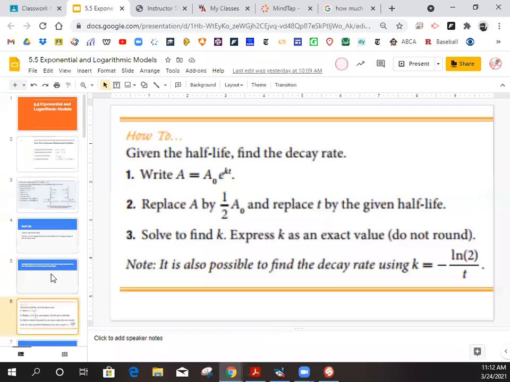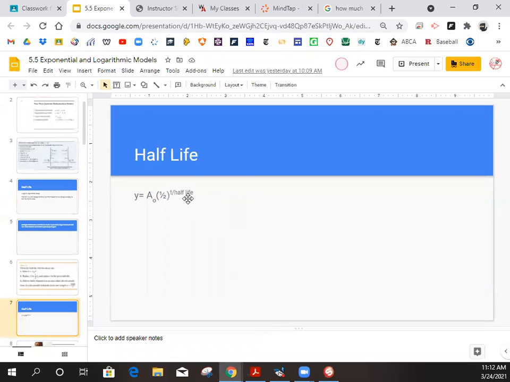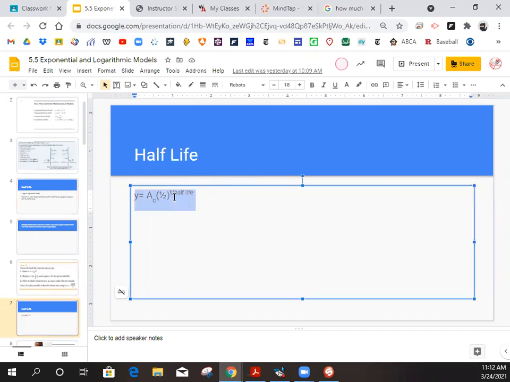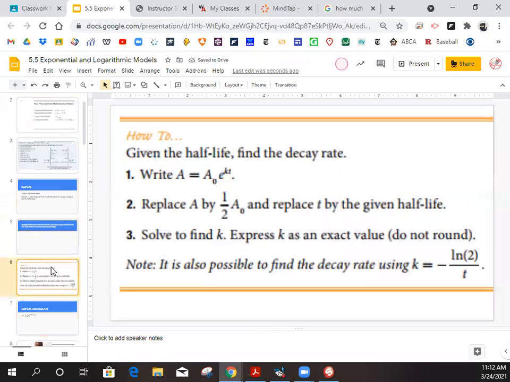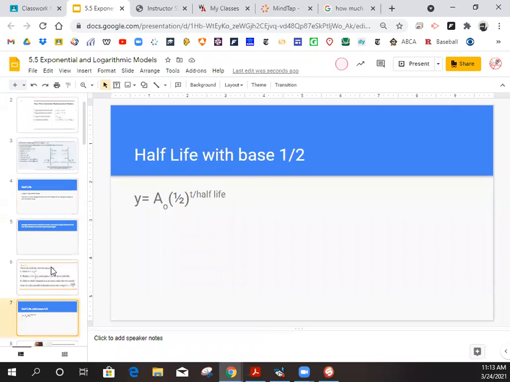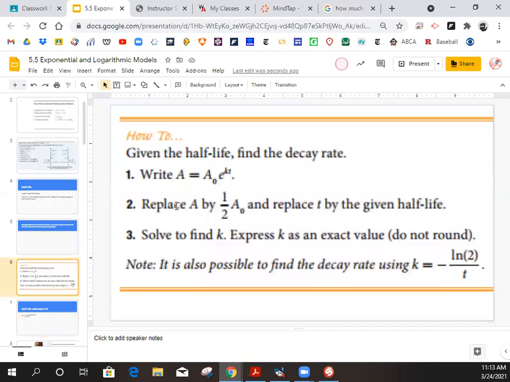That's all summarized here in the notes. I know it's not really big, but everything is here for you for future reference. This tells you how to do it directly when the base is e, and this shows you how to do it directly when the base is 1/2. What we just did was find it when the base was 1/2 and then put it into this form. There are a lot of different ways to do it.